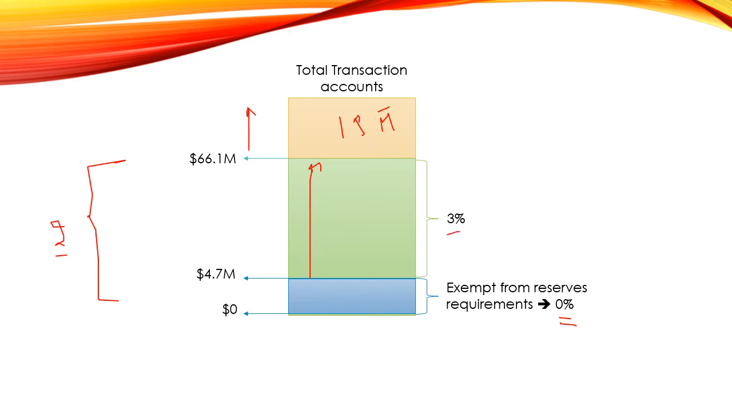So how could we determine the average amount of money in these two tranches? Of course, from 0 to 4.7, the amount of money is $4.7 million. And from 4.7 to 66.1, all we have to do is to subtract these two numbers, so it would be equal to $61.4 million. And the last tranche, that is over the 66.1, the reserve requirement has to be 10% as given by the exercise.